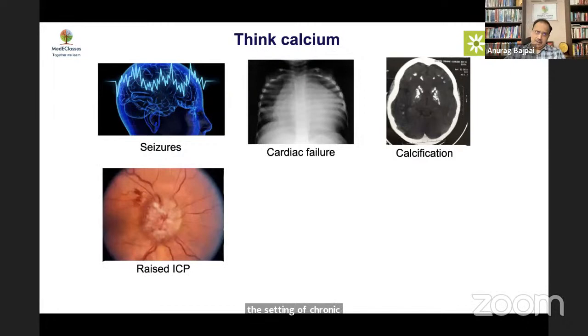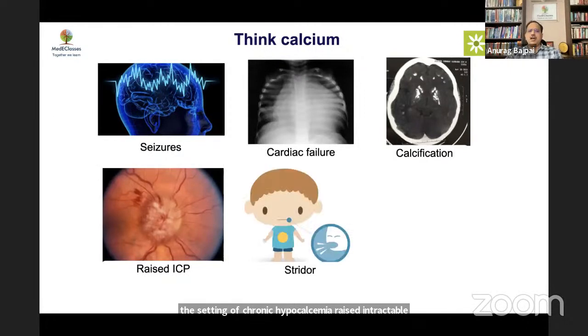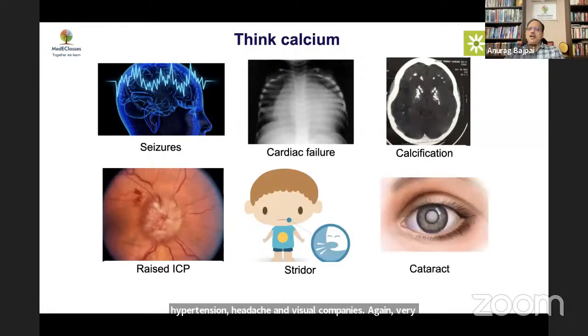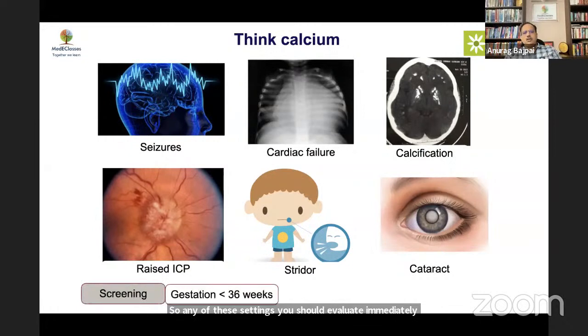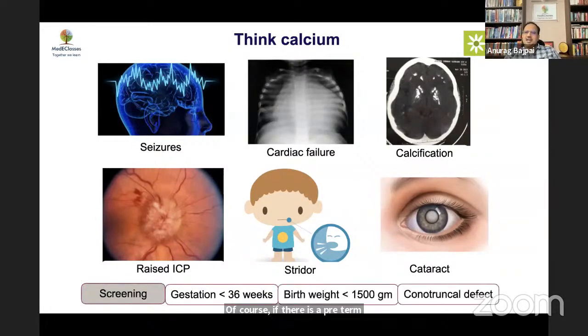Raised intracranial pressure, benign intracranial hypertension, headache and visual complaints, again very important. Stridor, which is again a marker of laryngospasm, and cataract, which is a marker of chronic hypocalcemia. So in any of these settings you should evaluate immediately for calcium levels. Of course, if there is a preterm baby or somebody who is small for gestational age and has features of DiGeorge syndrome, we have to think of the possibility of hypocalcemia as well.